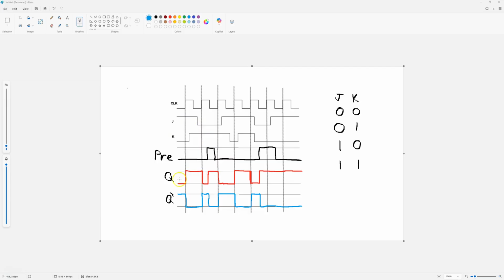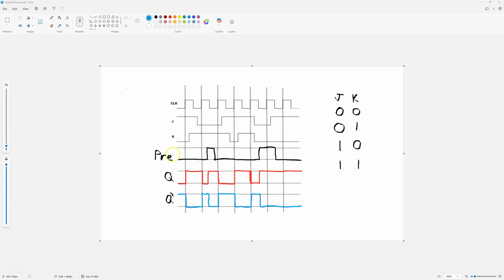values. And Q right here is moving in accordance to the J and K inputs. As you can see, J is on at this clock pulse, meaning it is set as high. Right here it is at 0, 1, meaning K is high, J is low, which sets our Q at low.